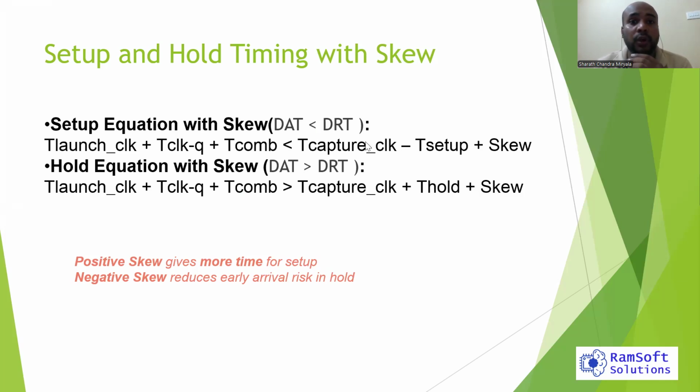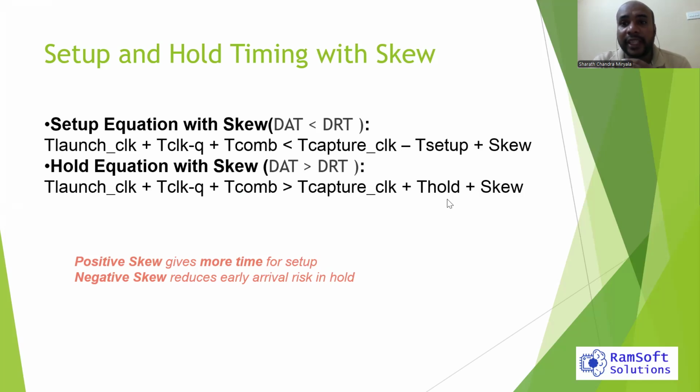When it comes to hold, see how the hold equation is getting modified. Here arrival time is greater than required time. Hold is arrival time minus required time. So skew is getting added to the capture side so that it is balanced. If I have positive skew, it will get added at the right side and helps the setup.